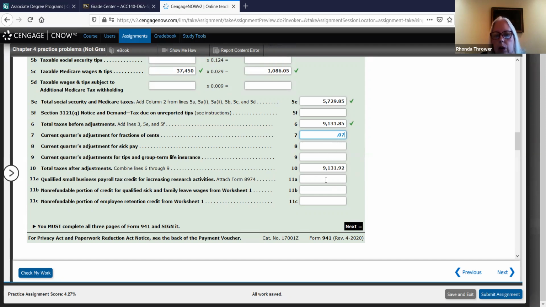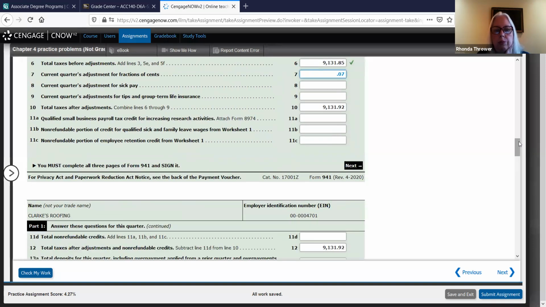We didn't have any sick pay, or they didn't mention any group term life insurance. So we're going to 11A, qualified small business payroll tax credit. And they tell you to attach $89.74 to that. We didn't have any of that. The non-refundable portion of credit for qualified sick and family leave wages. We didn't have any sick or family leave wages to deal with, so we're leaving that blank. The non-refundable portion of the employee retention credit from worksheet 1, I'm leaving that blank because we didn't have to do any of that.